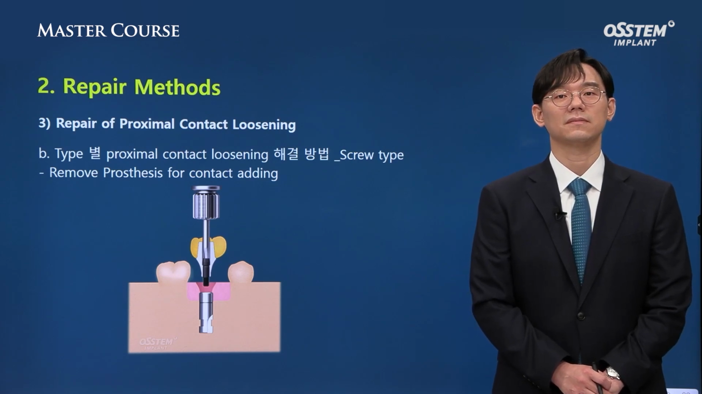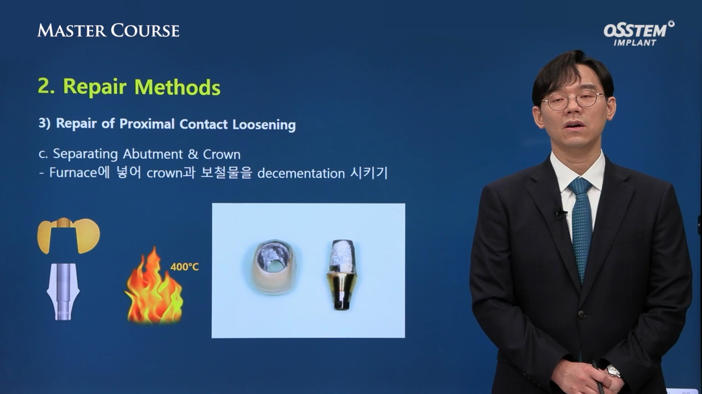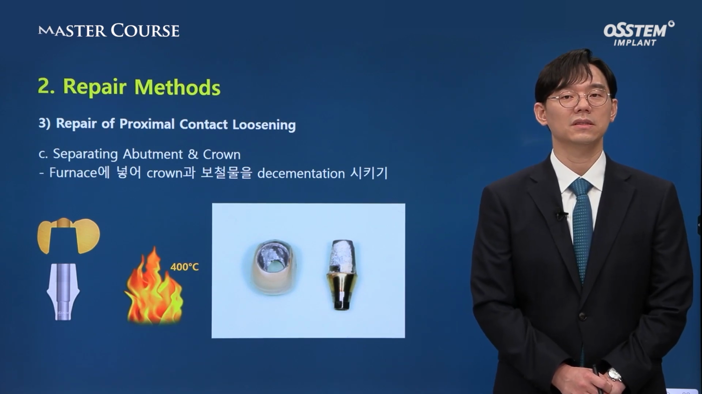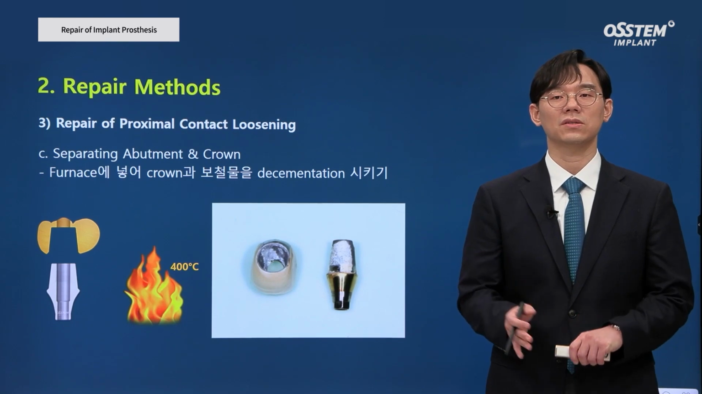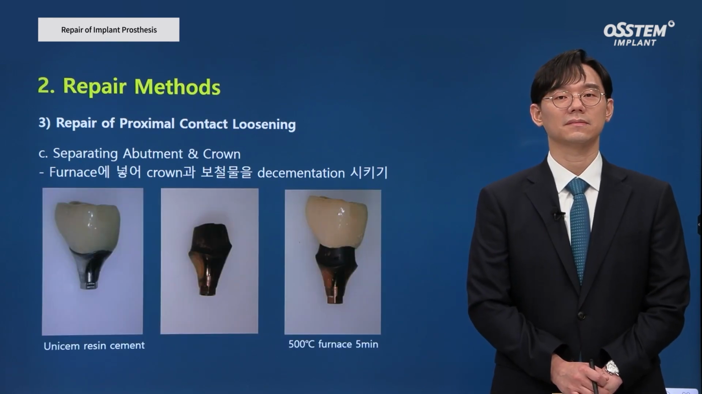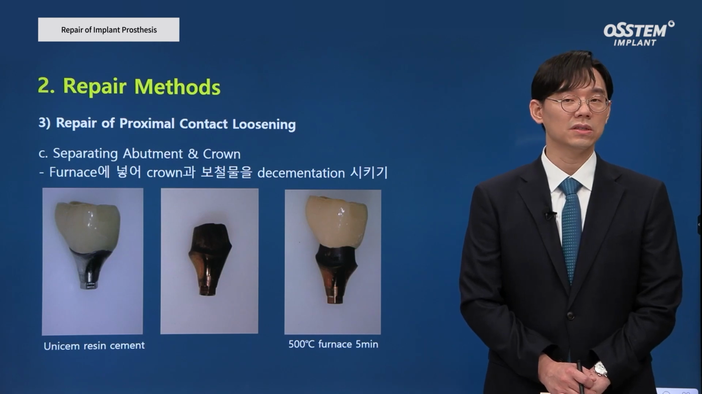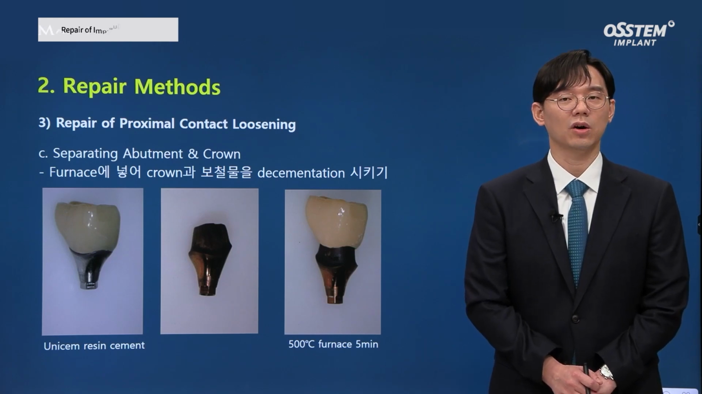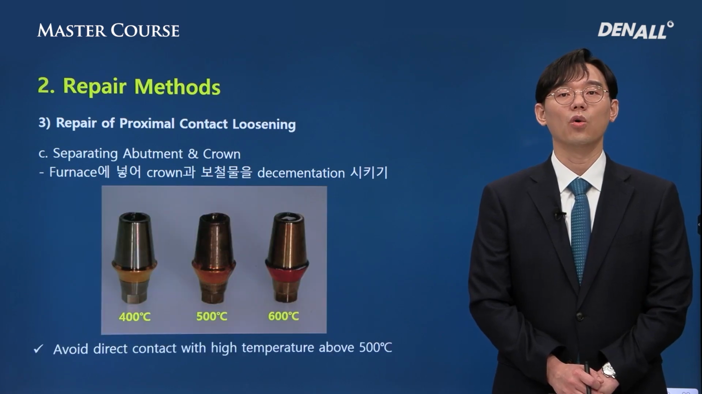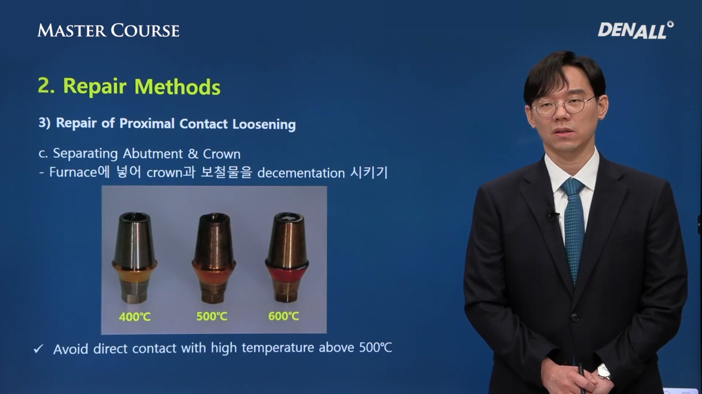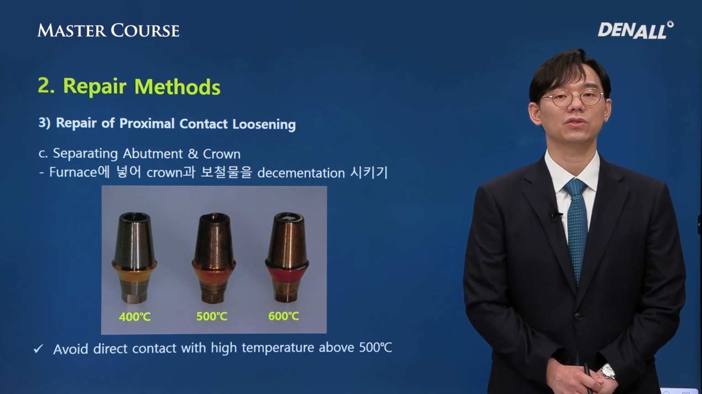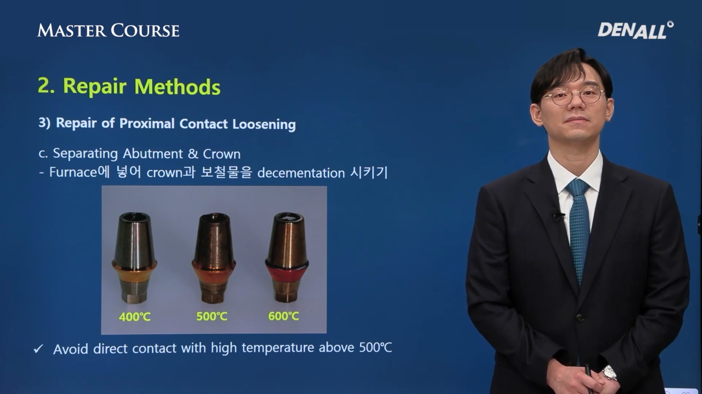In order to do contact adding, the abutment and crown need to be detached. The recommended way to do this is to put it in the furnace to do decementation. Once heat is applied, the physical property of the cement becomes weaker, so you can detach the crown from the abutment. If the temperature increases beyond 500 degrees, the surface of the abutment changes. Therefore, it is safe to heat only up to 400 degrees.